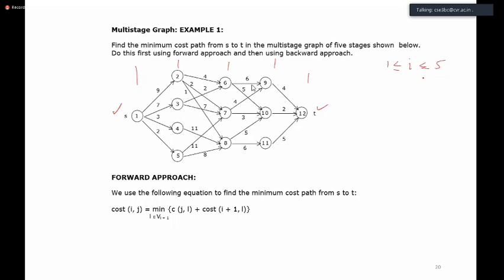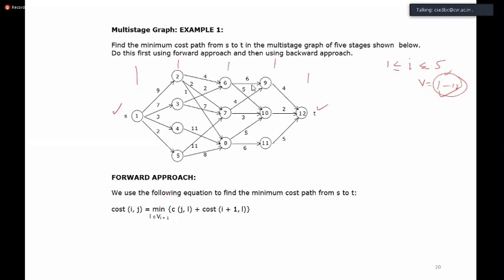What are the vertices we have? We have n vertices here, 1 to 12. 12 vertices are there, and 1 is the starting one. One more point you can remember in your multi-stage graph: the source and the terminal, the source and the destination, should be single vertices. This is one more condition that I had not explained earlier. You can remember this.